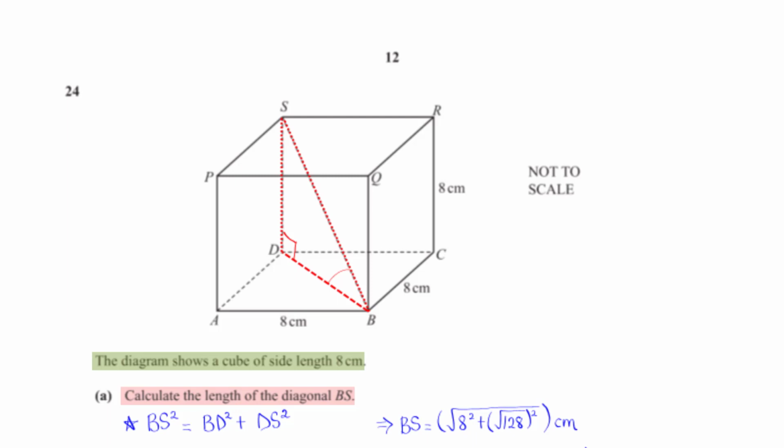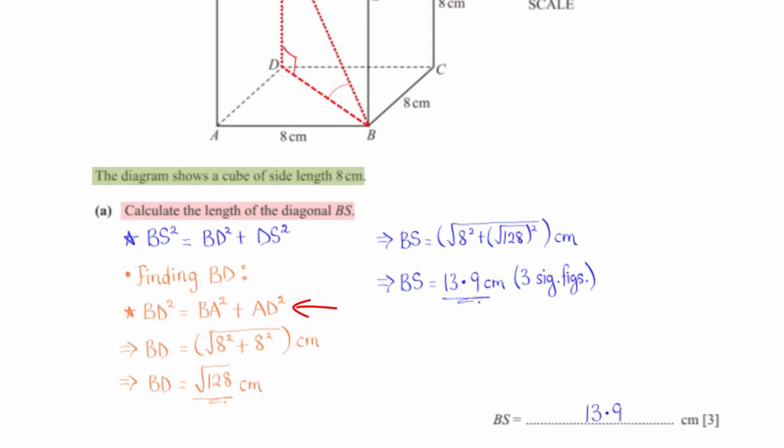We can also find the length of BD using Pythagoras theorem. And so this gives us BD squared equals BA squared plus AD squared. BA is equal to 8 centimeters and AD is also equal to 8 centimeters. And so when we slot these values into our equation, we get BD is equal to square root of 128 centimeters. So now we have BS is equal to square root of 8 squared plus square root of 128 squared. When we type this into the calculator, we get BS equals 13.9 centimeters correct to 3 significant figures.